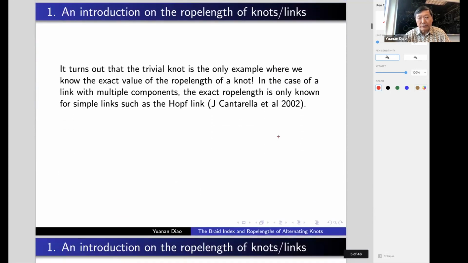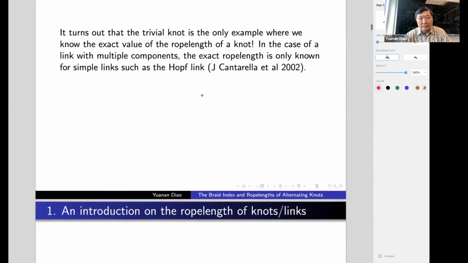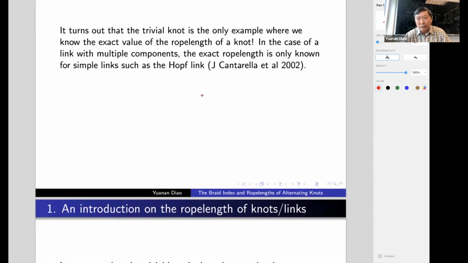And it turns out that's the only example where we know the exact value of the rope length for a knot, which has 1 component. In the case of a link with multiple components, we do know the exact rope length also for a few very simple ones, such as the Hopf link. But that's not what I will go into, because I'm concentrating on knots, not links.